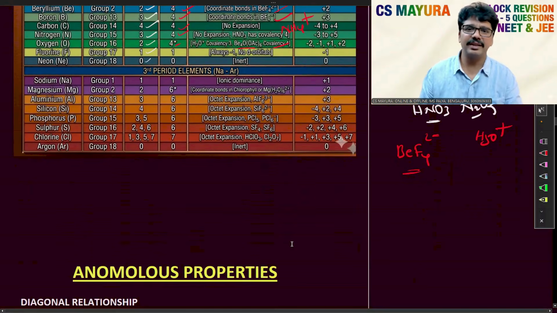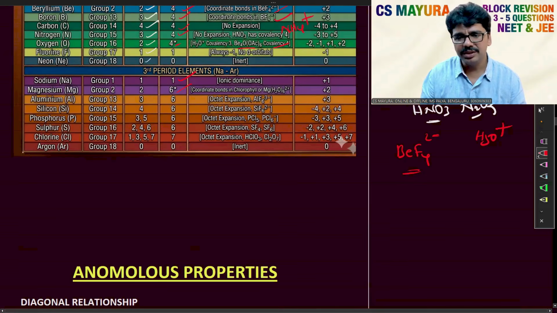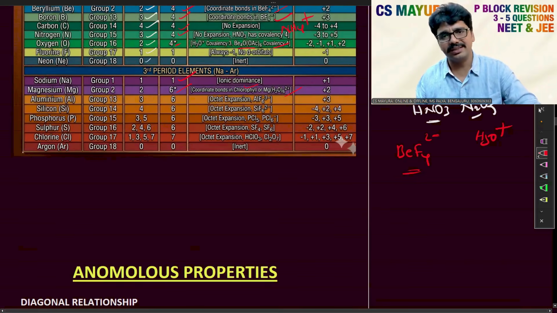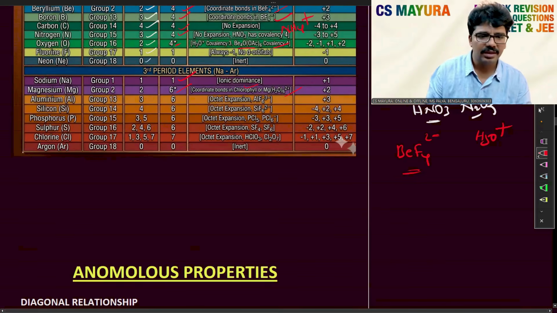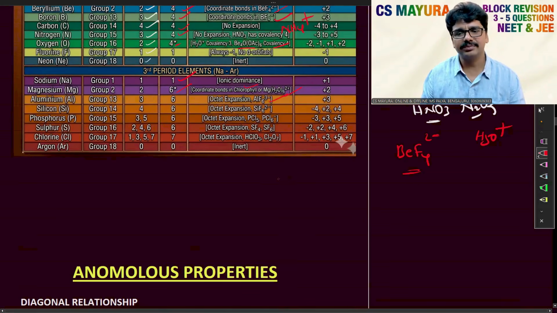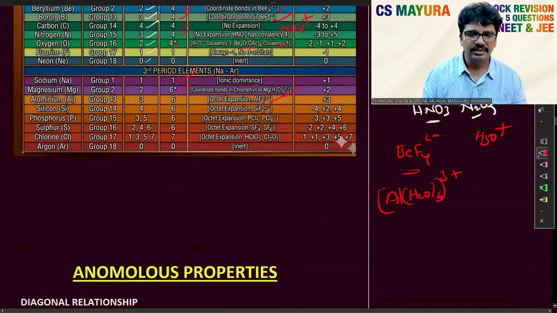Next, coming to third period elements. Third period elements can extend their valency by using vacant orbitals. Sodium's maximum valency is 1 only. Magnesium goes up to 6. Generally it shows 4, but it can show 6 also. Mg(H2O)6 2+ is an example, and in chlorophyll also it is 6. In NCERT it is mentioned clearly that the Mg(H2O)6 2+ complex is formed with coordination number 6. Here the covalency is 6. For aluminium, AlF6 3- or Al(H2O)6 3+, there are 6 coordinate covalent bonds.